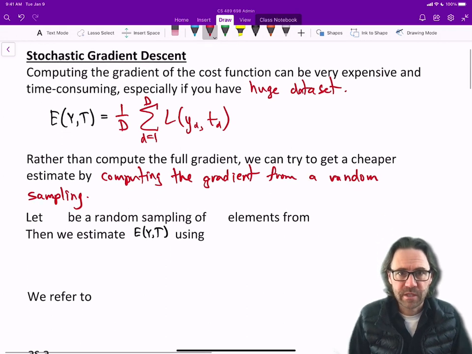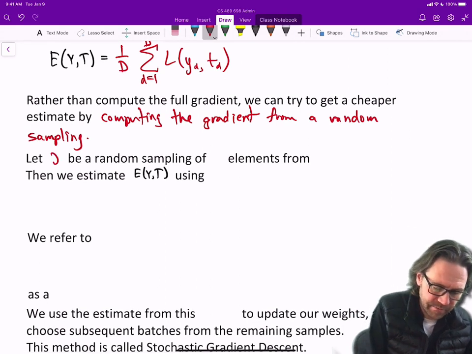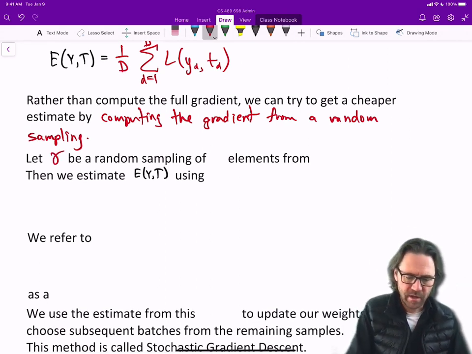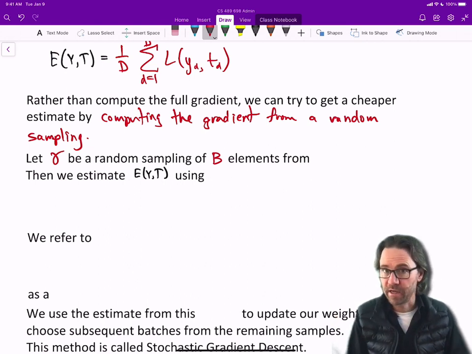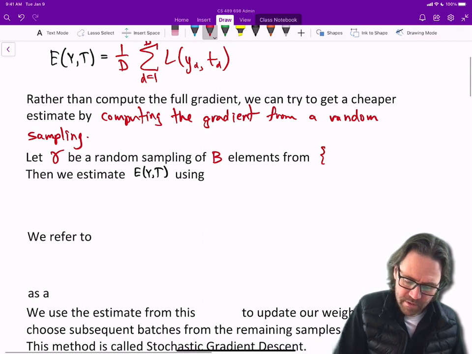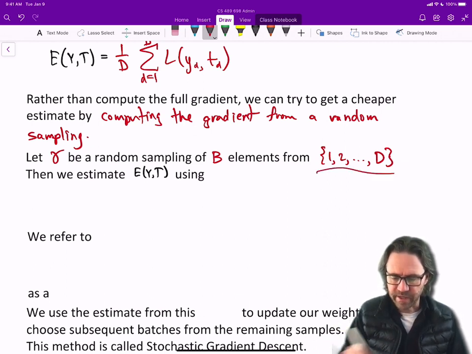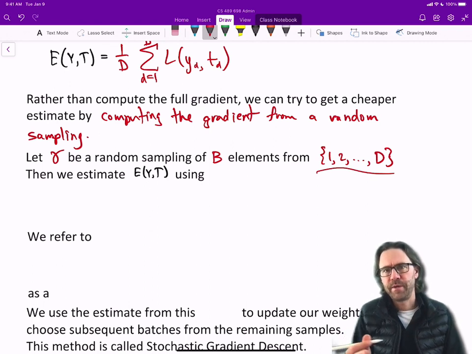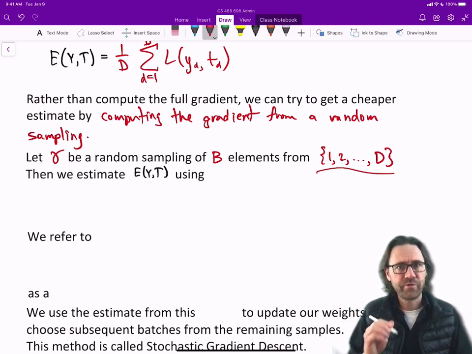To be more explicit about that, let gamma be a random sampling of the data set, a random sampling of B, capital B elements from the total. So gamma is a subset of this set of 1 to D. It's basically a subset of the indices. Okay, so then we can estimate our true expected loss.